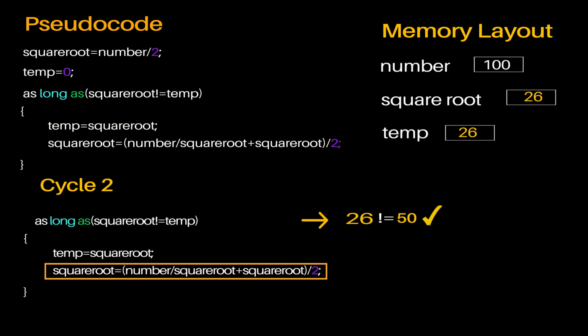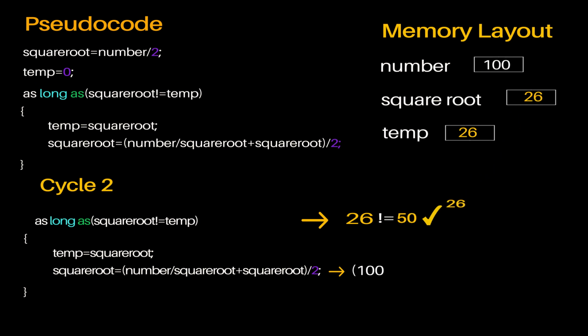So what is the value of number? Number happens to be 100. What is the square root value? Square root value happens to be 26. So if I substitute these two values in the statement, I would be getting 100 divided by 26 plus 26, entire thing divided by 2.